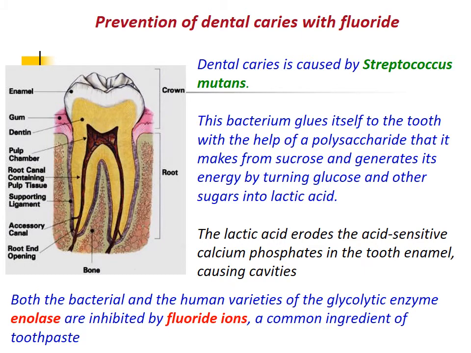Prevention of dental caries with fluoride. Dental caries is caused by Streptococcus mutans. This bacterium glues itself to the tooth with the help of a polysaccharide that it makes from sucrose and generates its energy by turning glucose and other sugars into lactic acid. The lactic acid erodes the acid-sensitive calcium phosphate in the tooth enamel, causing cavities. Both the bacterial and the human varieties of the glycolytic enzyme enolase are inhibited by fluoride ions, a common ingredient of toothpaste.